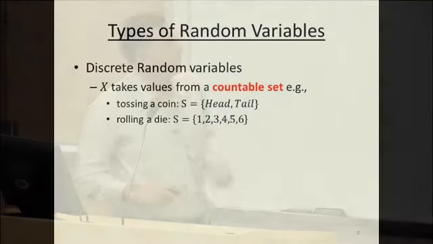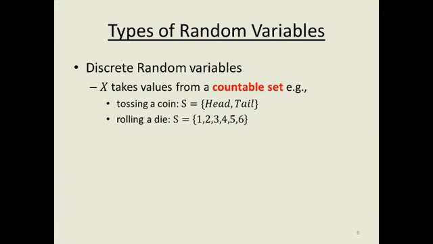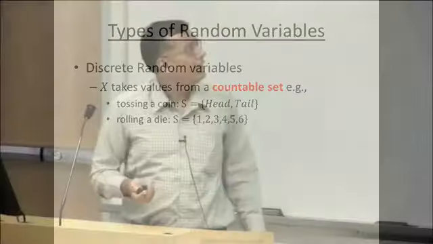Does that give a reasonable idea of what a random variable is? Okay. Now there are basically 2 different types of random variables. One is a discrete random variable where x just takes values from a countable set. So the possible values are all countable. You can start rolling up your fingers and start counting them. For example, in the case of a coin toss or when you roll a die, you can actually enumerate all the different possible outcomes.